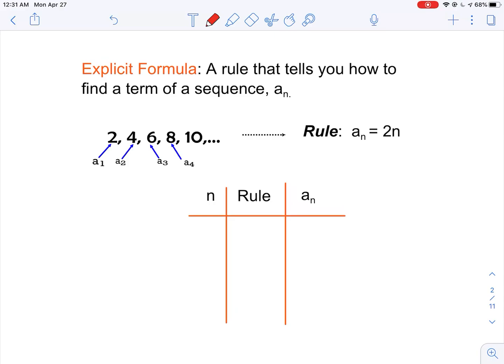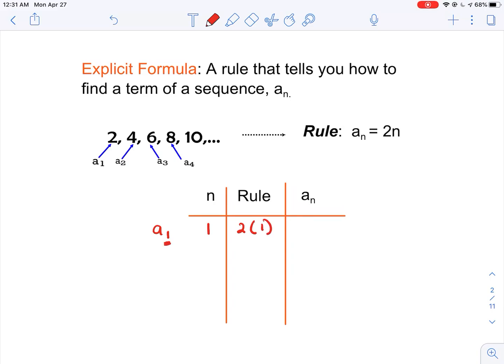And its corresponding rule, a sub n, so any term, is equal to 2 times n. So how is this calculated? How do we get from here to there? Well, think about it this way. If we're looking for a sub 1, that means my n value is 1. So when I go to plug into my rule, I am not going to plug in a whole A1.